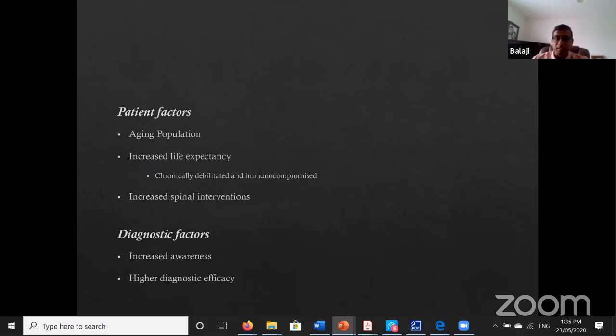With regards to the patient factors, we know that there is an aging population, there is an increased life expectancy, and these patients who live longer have chronically debilitating and immunocompromised conditions. And also, we know that there are a lot of spinal interventions happening now, more spinal surgeries. As far as the diagnostic factors are concerned, people are more aware of this condition, and also we have much better investigations these days which have higher diagnostic efficacy. Because of these reasons, we've noticed increasing trends of spondylodiscitis.